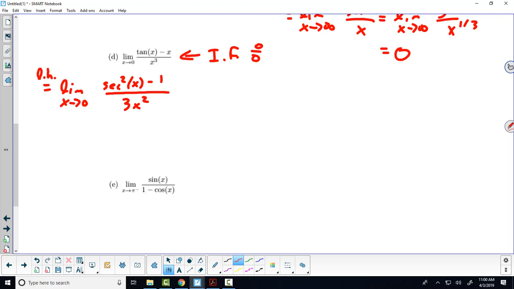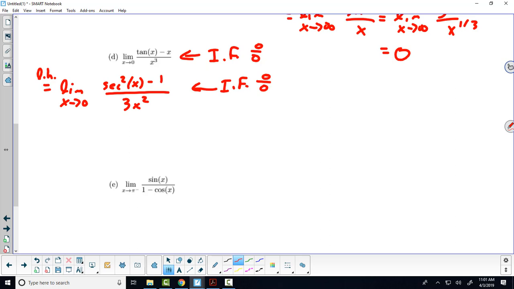Is this an indeterminate form? Yes. Okay, I've got a sneaking suspicion a lot of you don't know what the secant of 0 is. What's the secant of 0? 1. It is 1, right? And then you square it and you get 1. So this is indeterminate form what? 0 over 0.